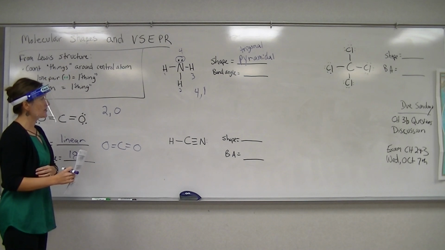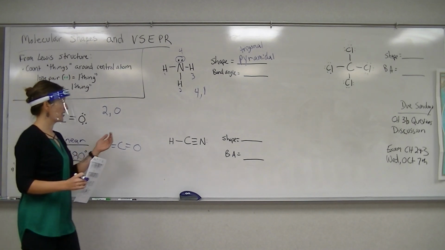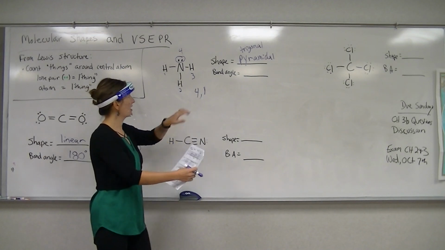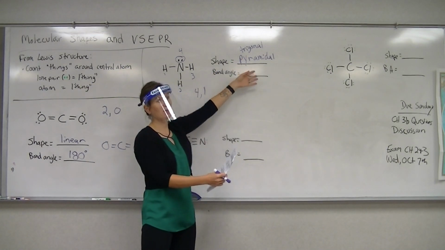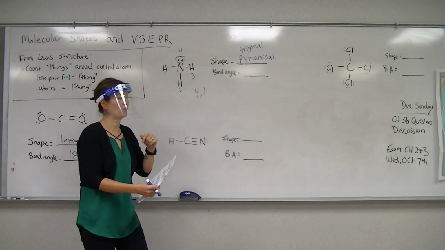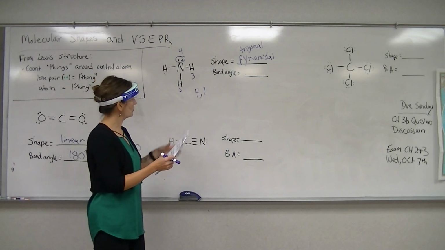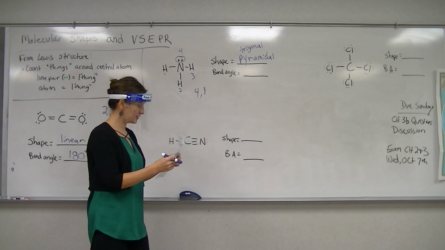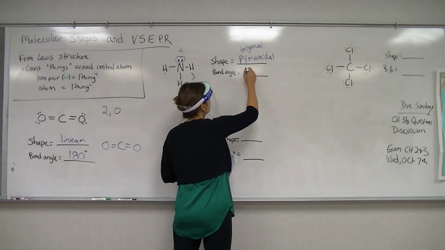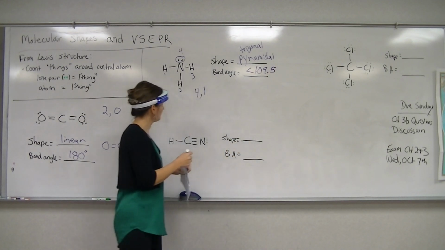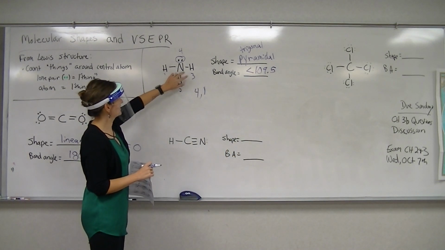Because when you get to lab and also on the exam, sometimes you're going to have to pick the shape itself, like the 3D shape, what it looks like. Sometimes you're going to have to pick the name of the shape. Sometimes you're going to have to pick the bond angle. If I followed over, we have the shape, and the bond angle is less than 109.5. So this is not the 3D shape.